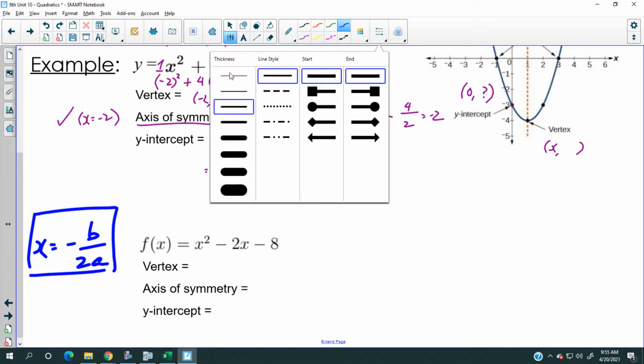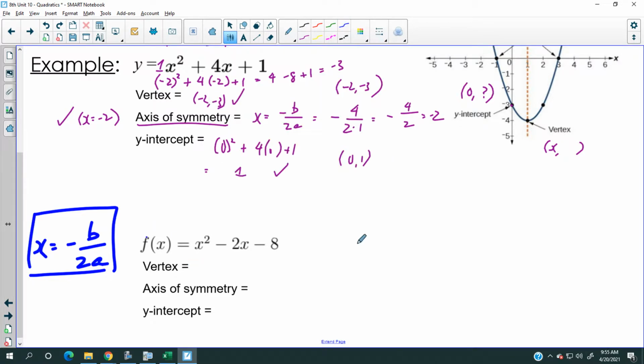Now, vertex again. I'm going to go for the axis of symmetry first, because the axis of symmetry only needs one number, while the vertex and y-intercept need a coordinate, two numbers. So let's always start on the easy one first, the axis of symmetry. Now, let's use that equation. The other thing I would recommend is always list out the A, B, and C values, like that. A is 1, B is negative 2, C is negative 8.